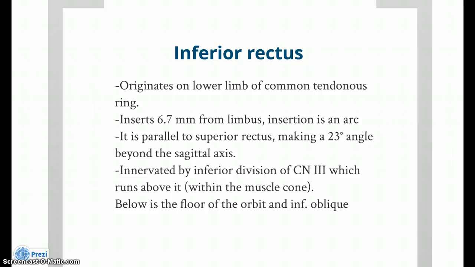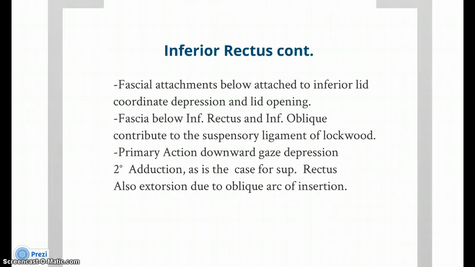The inferior rectus originates on the lower limb of the common tendinous ring and is parallel to the superior rectus, making a 23-degree angle beyond the sagittal axis. It's also innervated by the inferior division of cranial nerve 3, which is the oculomotor, and it runs above it. Below is the floor of the orbit and inferior oblique. The fascial attachments below, attached to the inferior lid, coordinate depression and lid opening. Fascia below inferior rectus and inferior oblique contribute to the suspensory ligament of Lockwood. The primary action is downward gaze or depression.